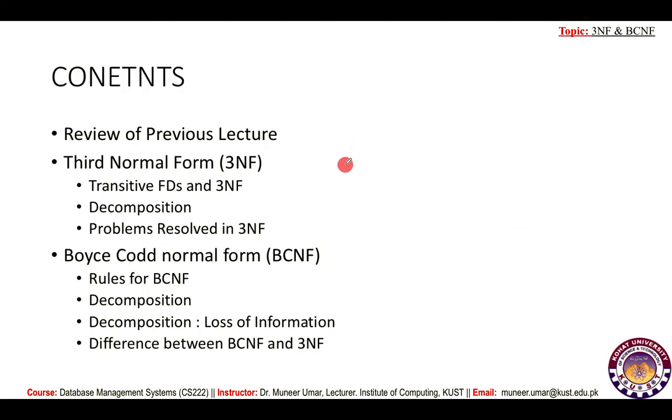So in today's lecture, we reviewed the previous lecture, then third normal form and Boyce-Codd normal form. In third normal form we studied the transitive dependency, the decomposition process of third normal form, and the problems resolved in third normal form. We checked the second normal form for these problems. And for BCNF, we checked the rules, the decomposition, and the loss of information. There were two types, the lossless information and the relationship preservation. And at the end, we studied the differences between BCNF and 3NF.